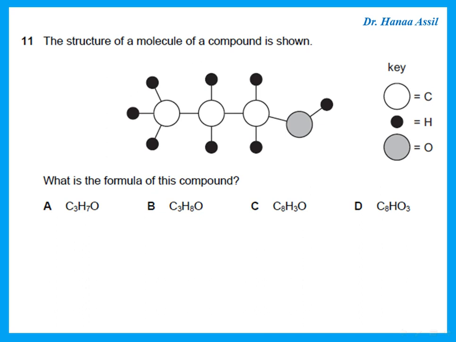The structure of a molecule of a compound is shown. What is the formula of this compound? This means you have to just add the number of carbons, the number of hydrogens, the number of oxygens, and he already gives you a key. Even if he does not give you the key, you should know that the one that makes 4 bonds would be the carbon. The one that makes only 1 bond is the hydrogen, and the one that makes 2 bonds is the oxygen. So this compound has C3H8O.